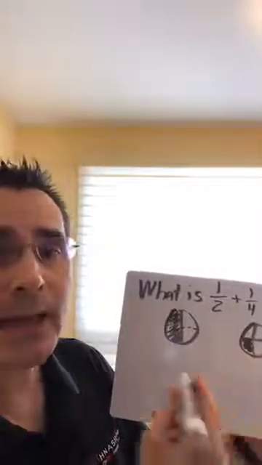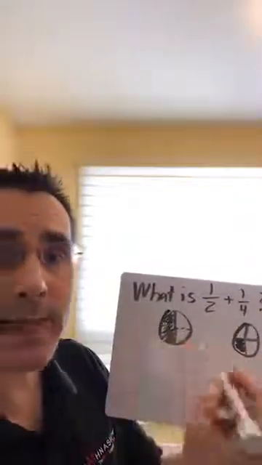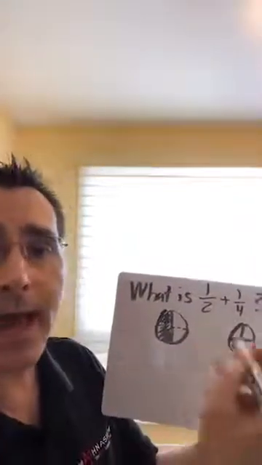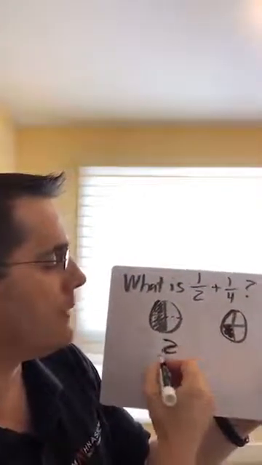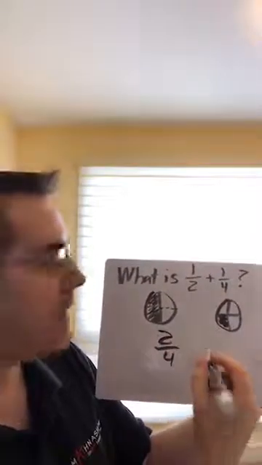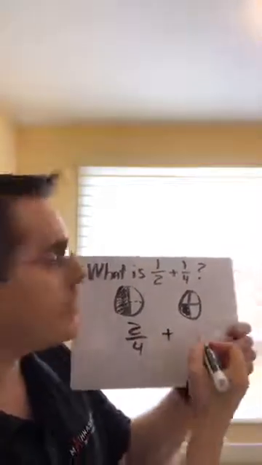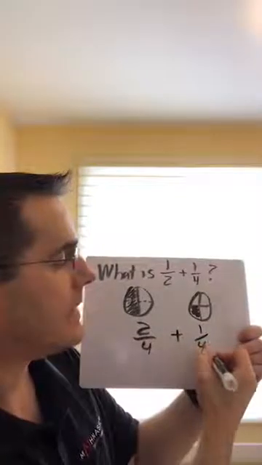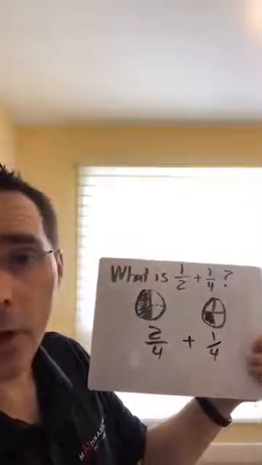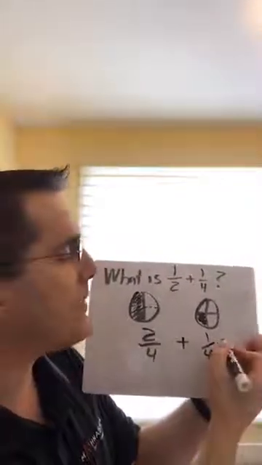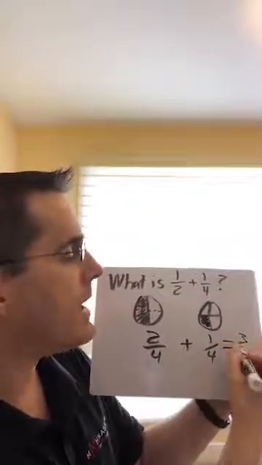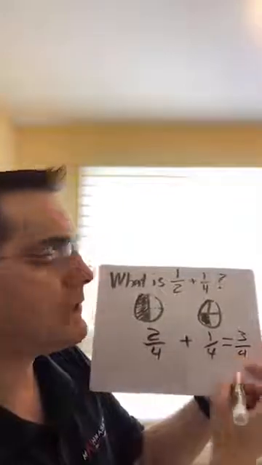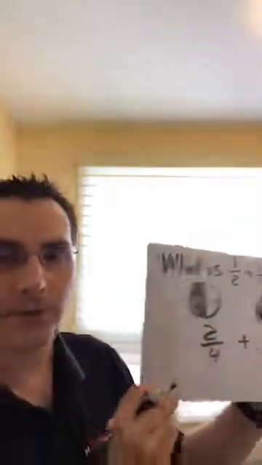But now I could rename a half, just like we renamed bananas and apples as fruit. I'm going to rename a half as how many quarters do I have? I have 1, 2 quarters. So now I have 2 quarters plus 1 quarter. And now it's pretty easy because they're the same thing. They're all quarters or fourths. So if I add them together, I just have to know 2 plus 1 is 3. And then the name of the fraction is quarters or fourths.